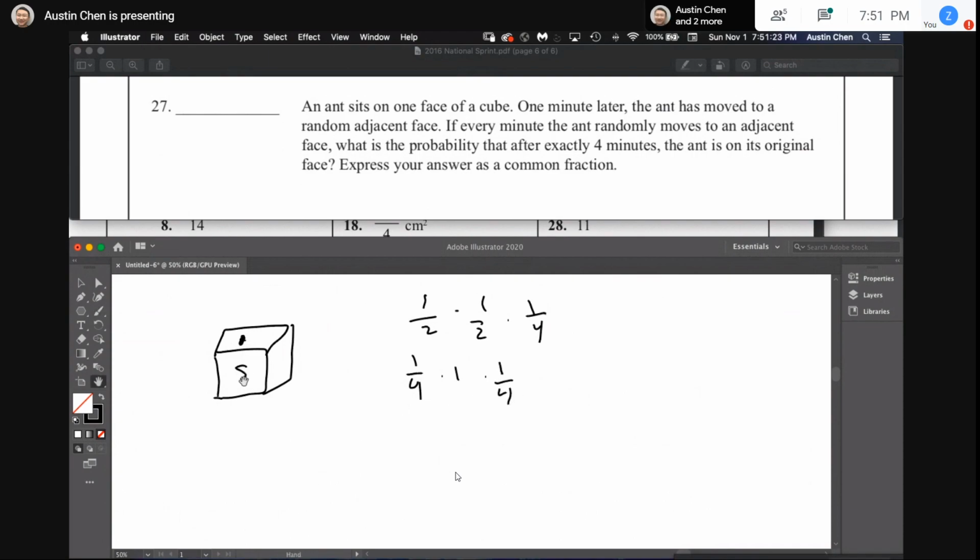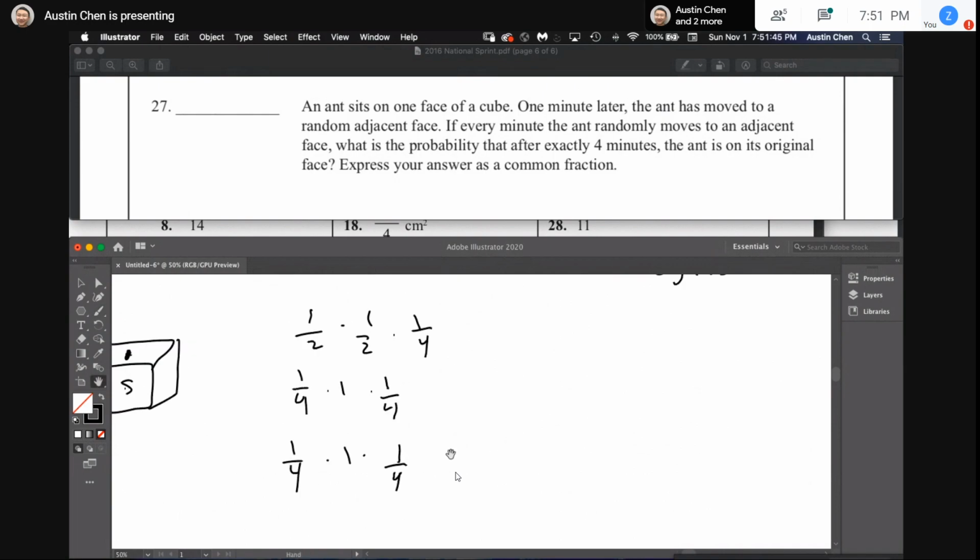And then what happens if we go to the start face on the second move? Well, the probability of that is 1/4. And then what do we have to do? We have to go to some side face, and then we have to go back to the start face, right? So that's the same thing as the opposite face. So 1 is any of the side faces, and 1/4 will be it coming back to the start face. So then we just sum all of these together, and all of these are 1/16, right?